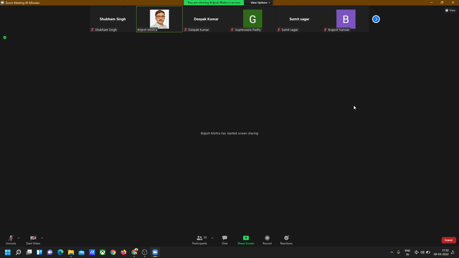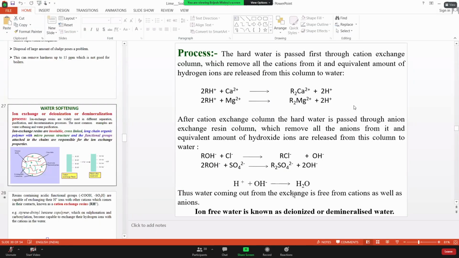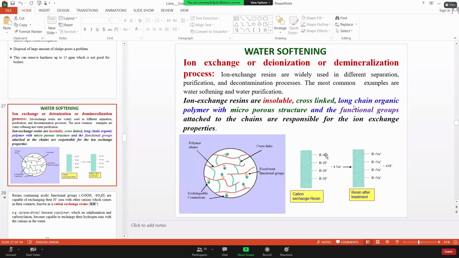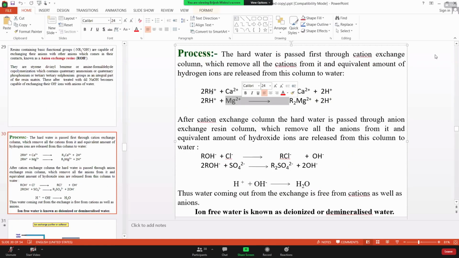You just see, these are the resin. Cation exchange resin. So what will happen here? H ion is going to be replaced with sodium ion. It is going to be more clear in this equation. If water has calcium and magnesium, what will happen when it passes through the cation exchange resin? The calcium from the water is going to adsorb on that resin, and that hydrogen ion is going to be released into the bulk solution. The same is applicable for magnesium.